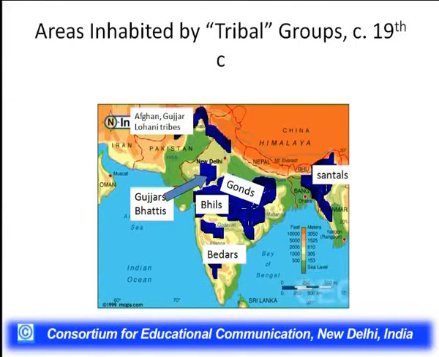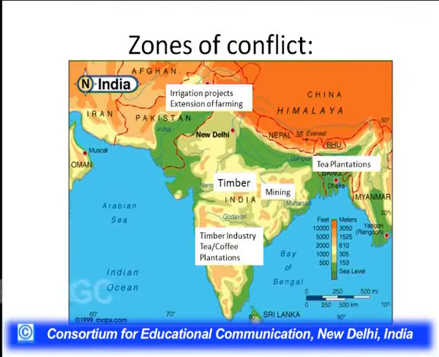So therefore, with this kind of territorial distribution of tribes, it was not one or two specific areas that the colonial regime could describe as the tribal areas, because they were spread over a fairly wider region, as you have seen in this map. Now, another interesting way of understanding tribal conflict during the colonial period would be to look at another slide which shows the zones of conflict.